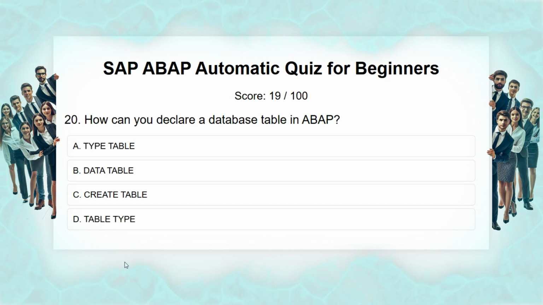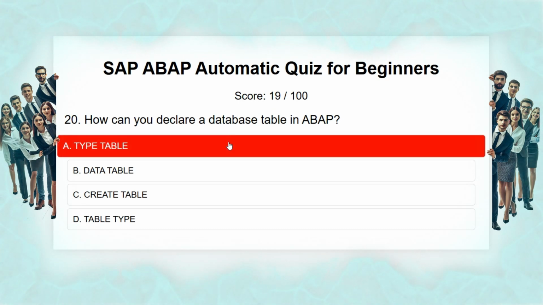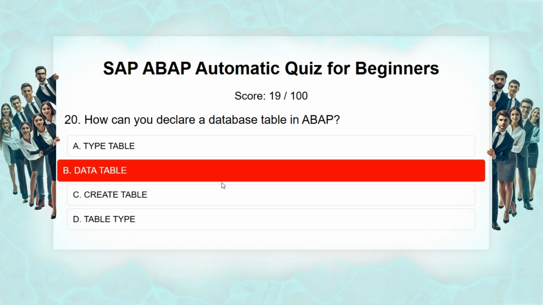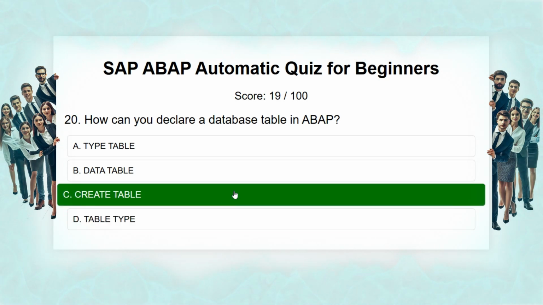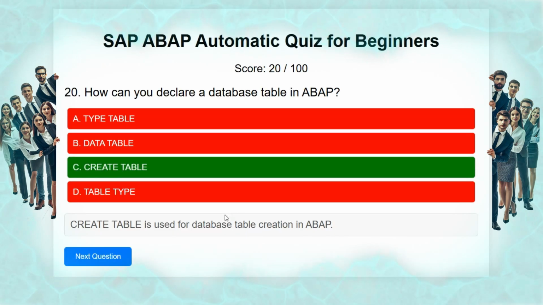20. How can you declare a database table in ABAP? A. Type table. B. Data table. C. Create table. D. Table type. Correct answer. Create table is used for database table creation in ABAP.